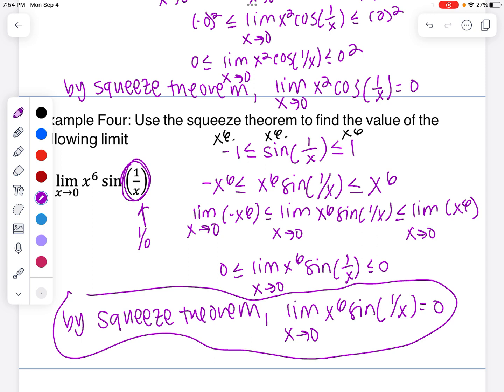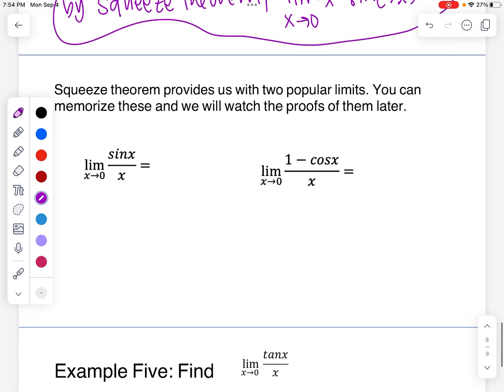Okay, our last example is really quick, and we've already kind of talked about this in class. This was what I mentioned, like you just can know this, but the squeeze theorem provides us with two popular limits. You can memorize these, and I said we will watch the proofs of them later. If you would like to watch the proofs of them, they are on Khan Academy, but you do not need to know the proofs. But one thing, if you were to watch the proofs, the way that mathematicians figured this out is they use the squeeze theorem. But the limit as x approaches 0 of sine of x divided by x is 1, and you can just use that whenever you want.